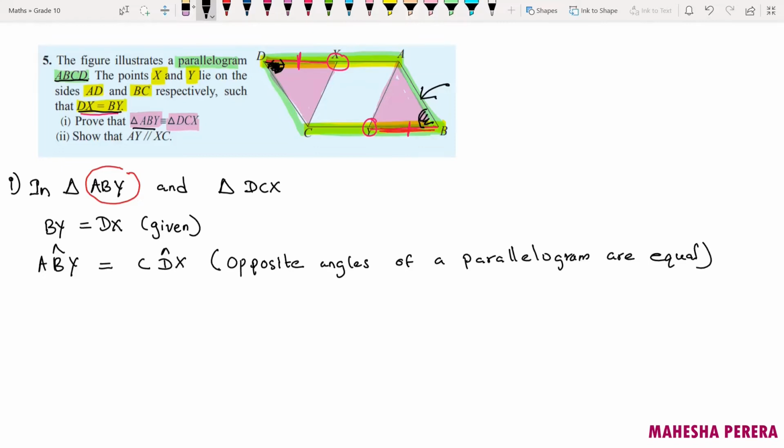Right. Next, again, since this is a parallelogram, you can say that this side equal to this side. Why? Opposite sides of a parallelogram are again equal.